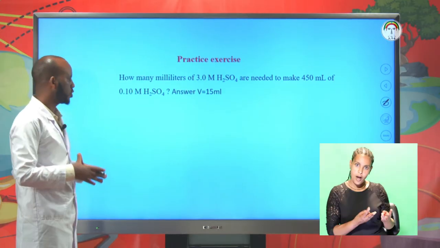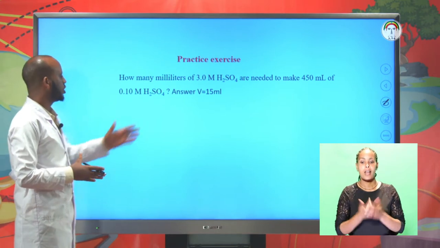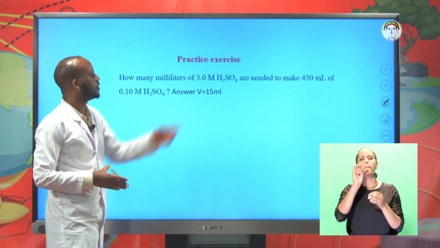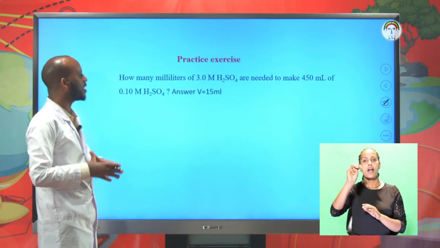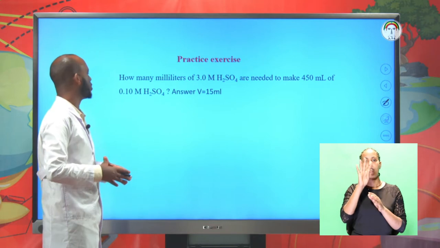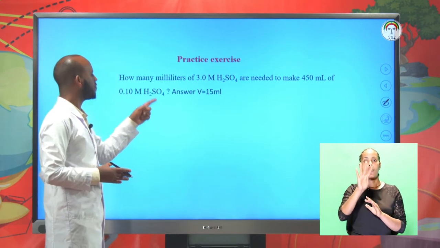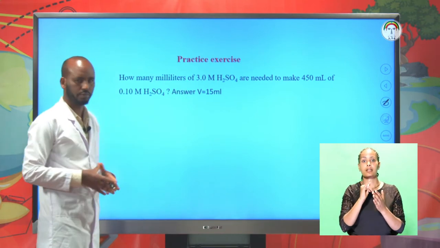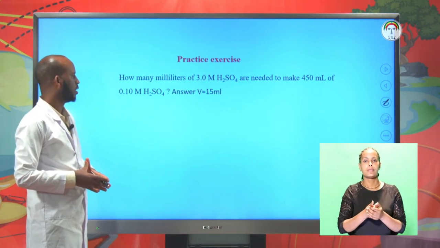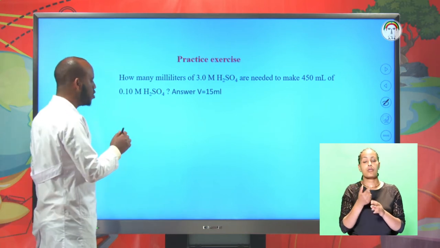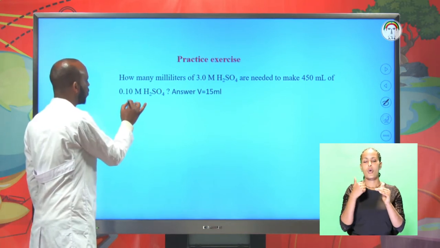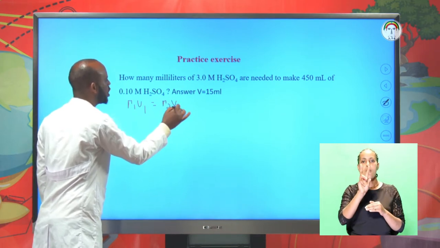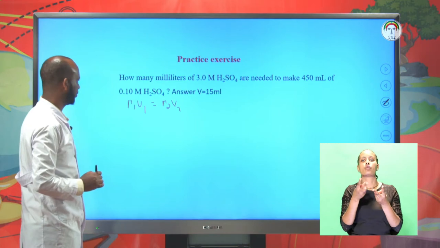Welcome back again, students. Let us do it together. How many milliliters of 3 molar sulfuric acid are needed to make 450 milliliters of 0.1 molar sulfuric acid? Now this is dilution. Therefore, from dilution equation, we have molarity 1 times V1 equals molarity 2 times V2.